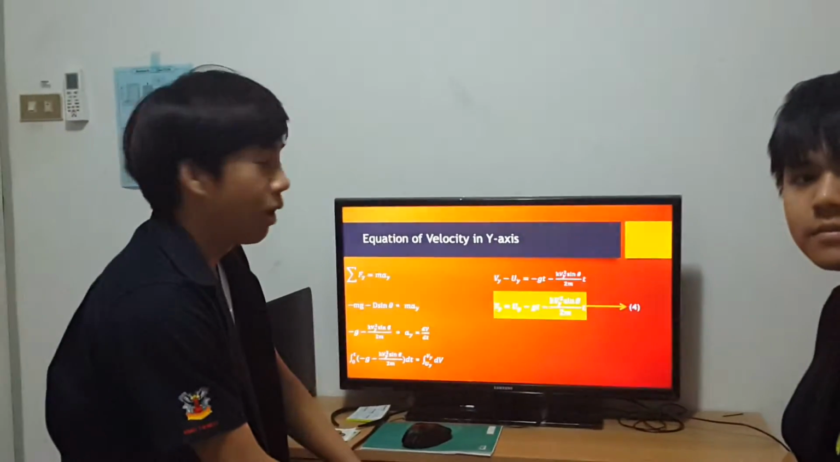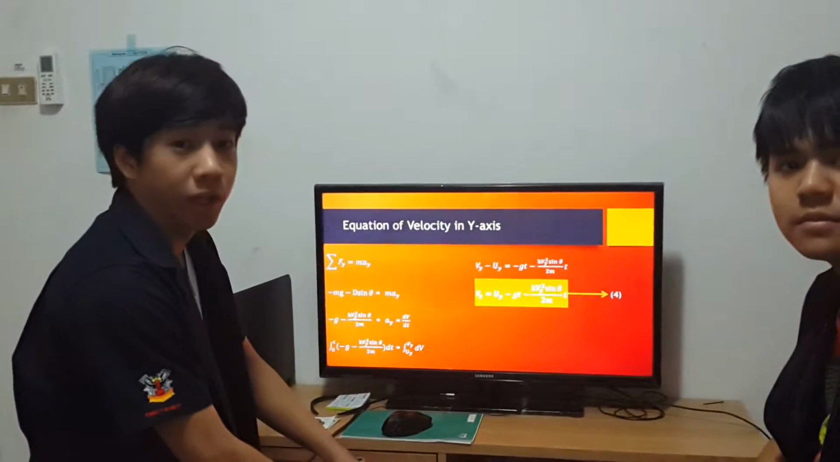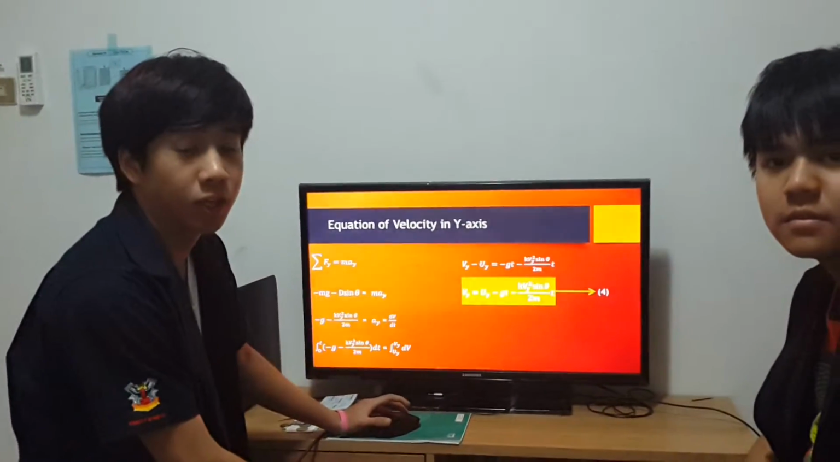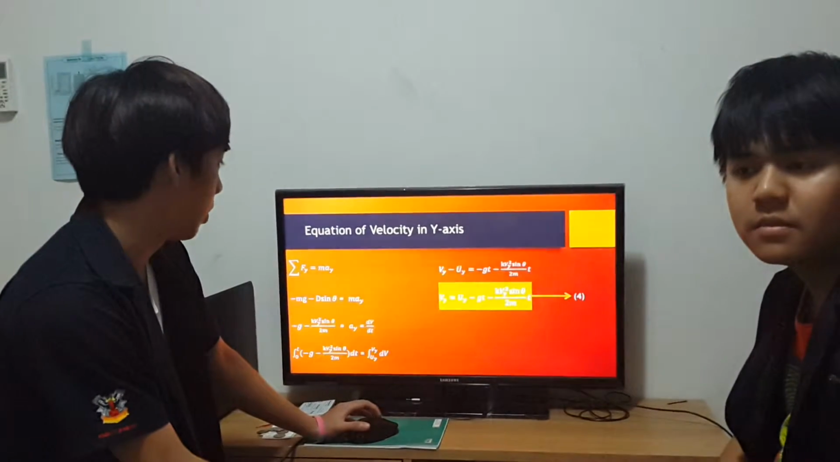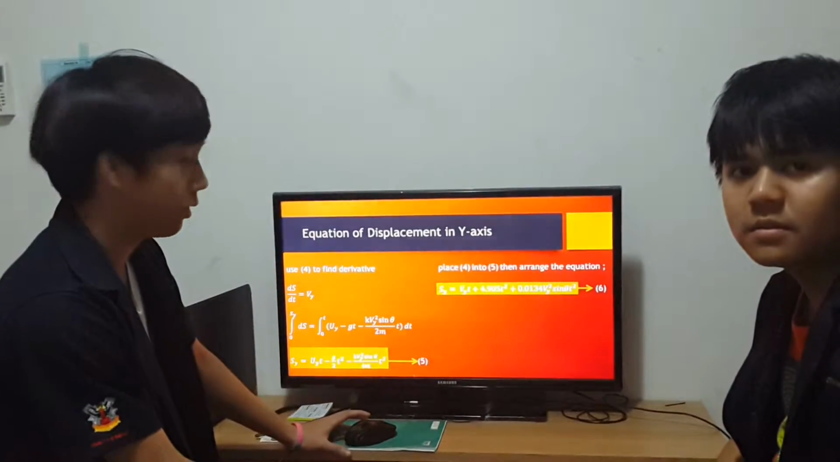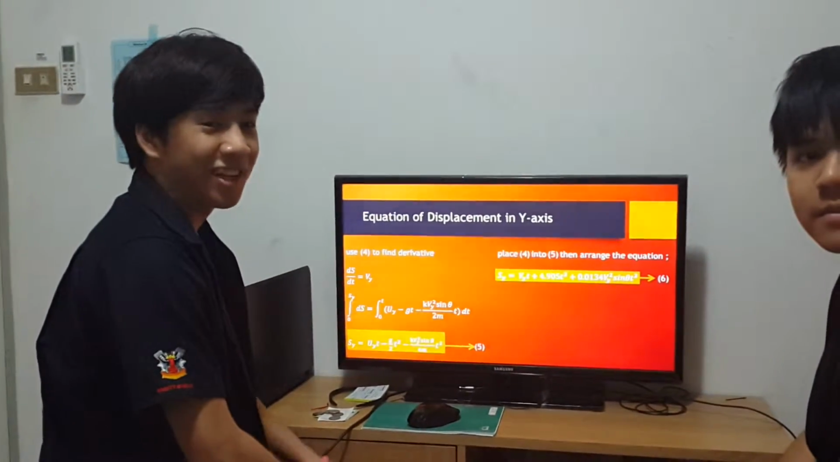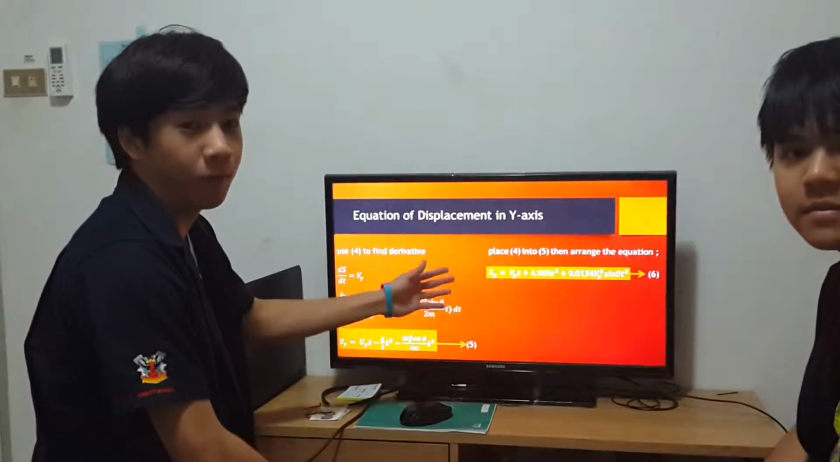In the y-axis, we use the same way as before to find the velocity and displacement equations. And this is the displacement equation that we found.